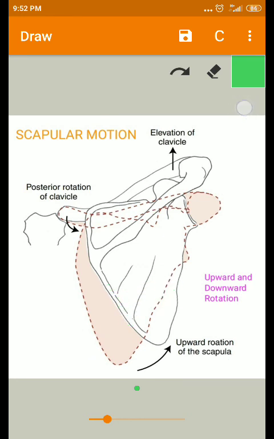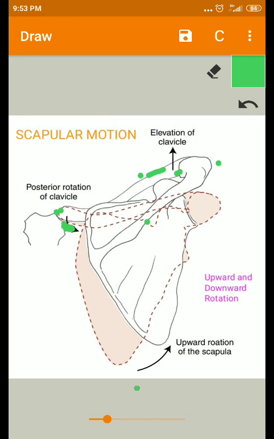In your textbook you will have some pictures. If it is 0 degrees, that means both the axes are parallel in direction. If it is 90 degrees, then the long axis and the plane of the scapula are perpendicular to each other. Then in such cases, 2/3 of the posterior rotation of the clavicle would take place, which causes elevation of the clavicle, which directly affects the upward rotation of the scapula.